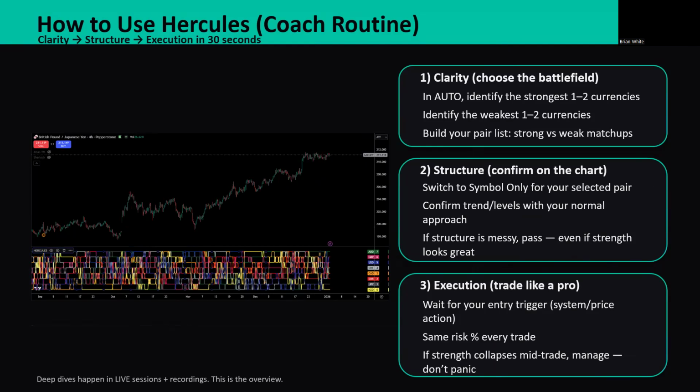Strength by itself is not enough. So if the chart is messy, pass on it, go to a new chart. That's what we call discipline. And then you've got step three, which is coming to that execution part. Trade your plan. Same risk every time, same process every time. Hercules is just your compass, but you still drive with your rules. So that's how you use a powerful tool like Hercules without turning it into a crutch. Very, very simple to use. It's very, very simple to understand. And then you have to build your plan around the context of Hercules.